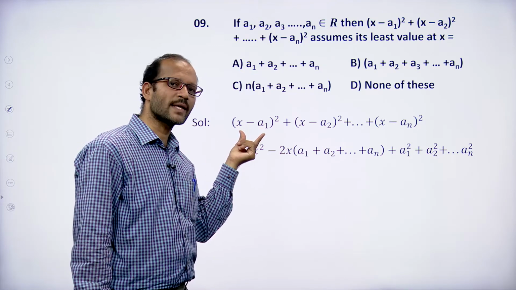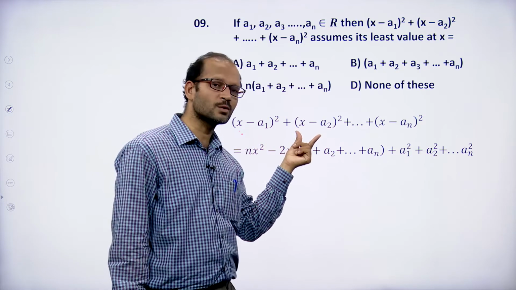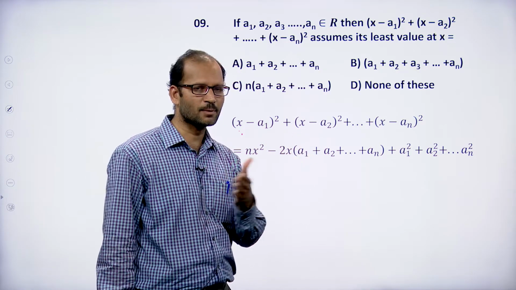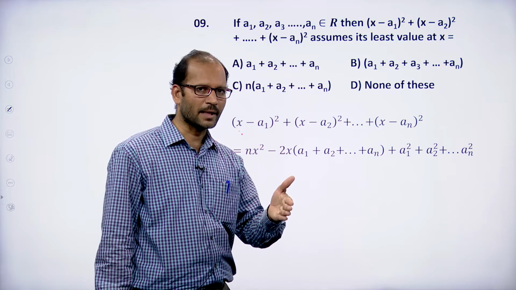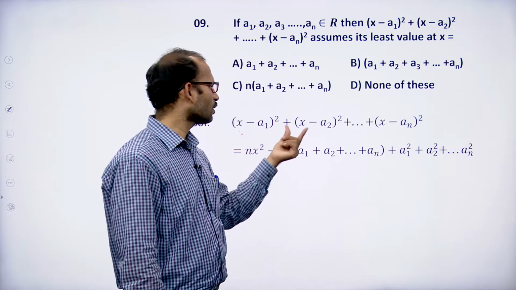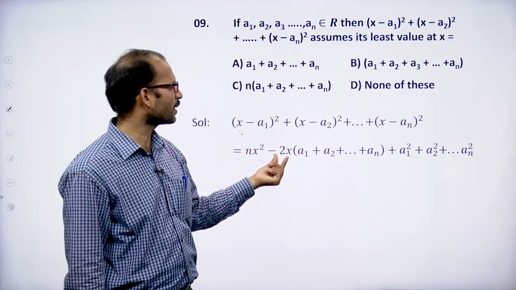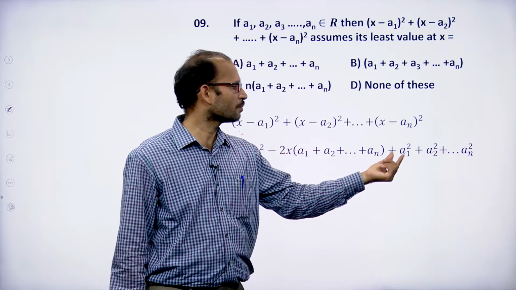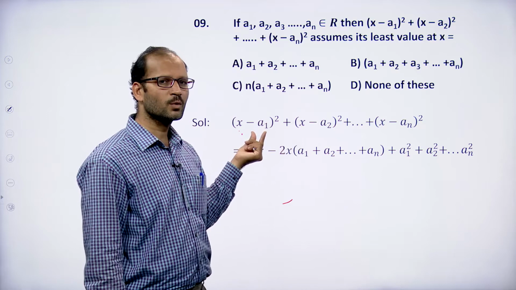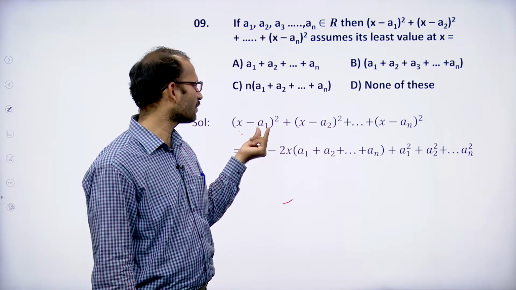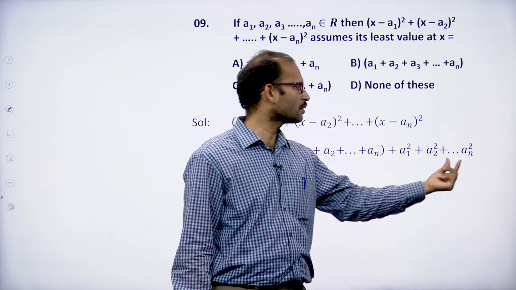Here minus 2x a1 will come, here minus 2x a2, right? (a minus b) whole square expansion: a square minus 2ab plus b square. So minus 2x a2, minus 2x a3, minus 2x an. So minus 2x, if I take common, a1 plus a2 plus so on, so on, an. And a square plus b square gives a1 square, a2 square, so on, so on, an square.